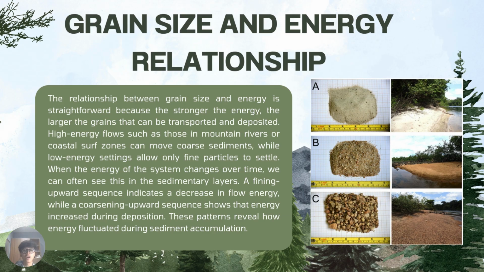As you can see in the right side picture, in A, the grain size is fine, meaning that it is a low energy. In picture B, maybe it is between low energy and high energy flow. While in picture C on the right side, as you can see, the grain size is very coarse, meaning those grains underwent a high energy flow.